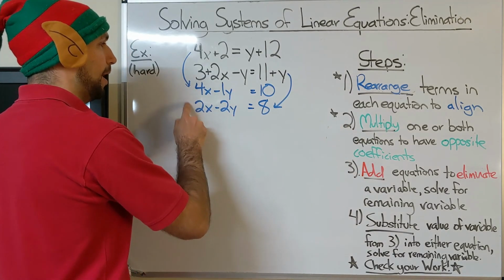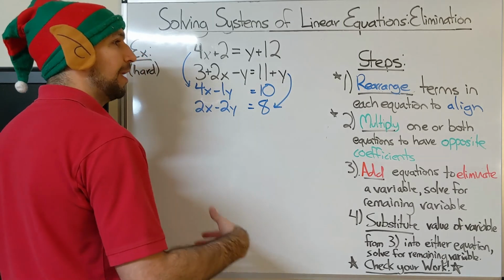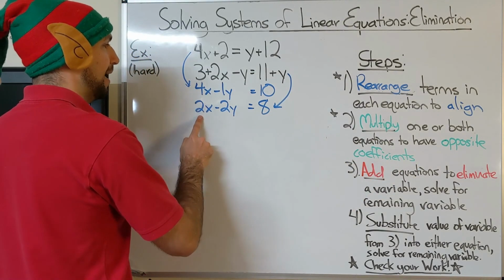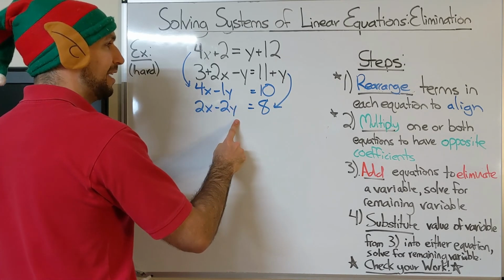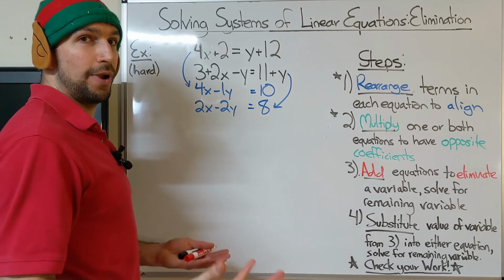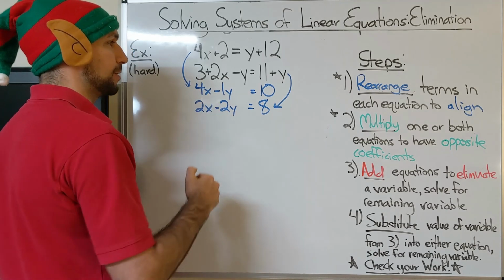We're going to have to multiply one or both of these equations by a number in order to have opposite coefficients. We want either 4x and negative 4x, or 2y and negative 2y. So we can perform the same operation to both sides of one of these equations in order to get opposite coefficients.